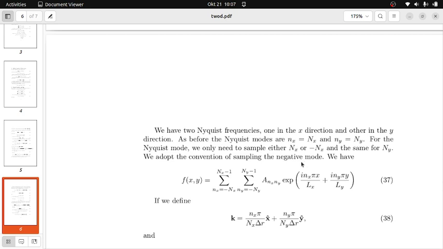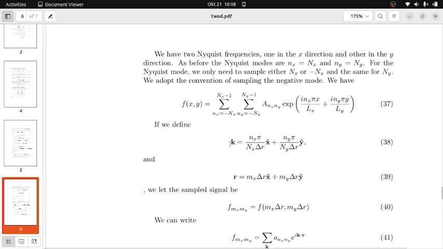if you remember from the 1D case, we were limited by the Nyquist frequency of the signal when we were summing over frequencies. And here what's happening is that the Nyquist mode needs to be sampled only once, right? So the Nyquist mode, in minus nx or nx, they are the same thing. It doesn't matter which one you choose. Here I chose the negative one. So we have to sum from nx equals minus large nx to large nx minus 1. Same thing on y.